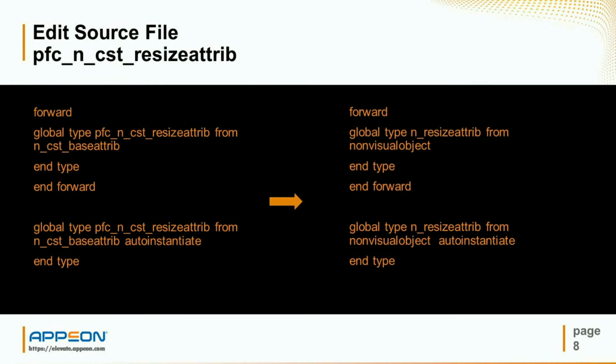So first we'll show you how to do the edit source. The first object you're going to go into is the Resize attribute. You're going to take what's on the left here and just change it to what's on the right. Basically we're just going to change the name on this. You can either go through and do a replace all, or you can just type in here as I've shown here. So you're just going to change the name from PFC NC Resize attribute to Resize attribute.